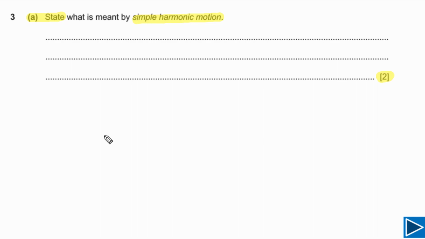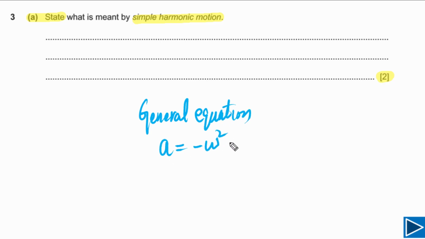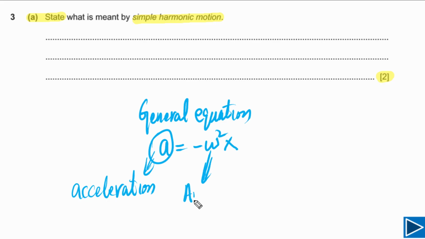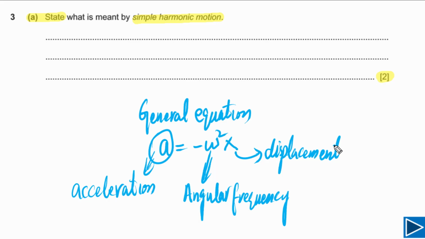In order to understand simple harmonic motion, we need the general equation. Let me write down first of all the general equation for simple harmonic motion. A is equal to minus omega squared x. A here is for acceleration. Omega is the angular frequency. X is the displacement.